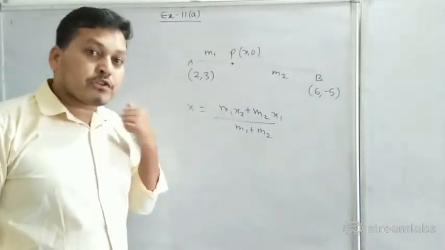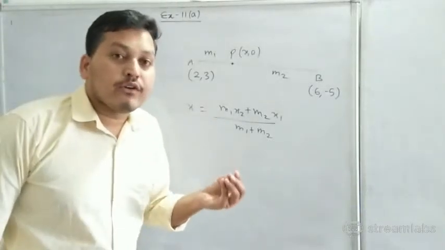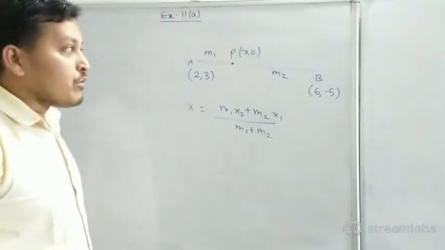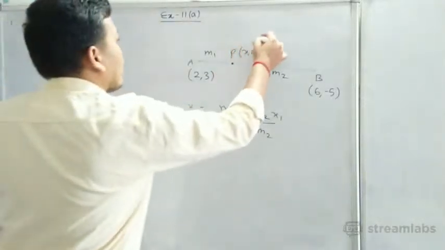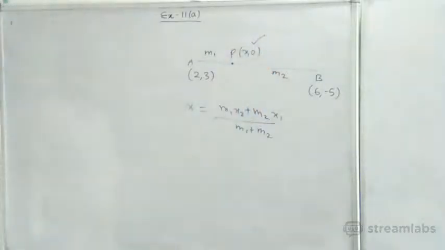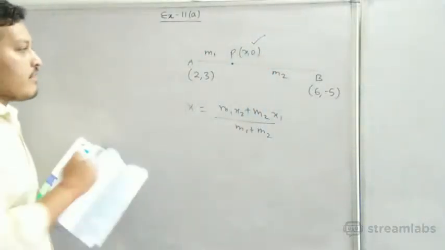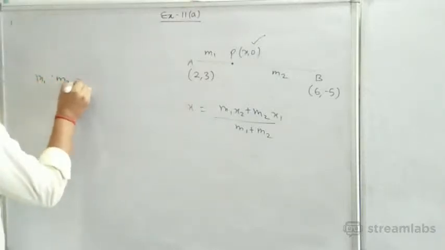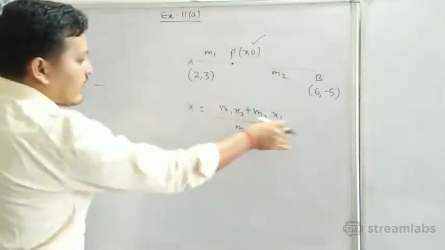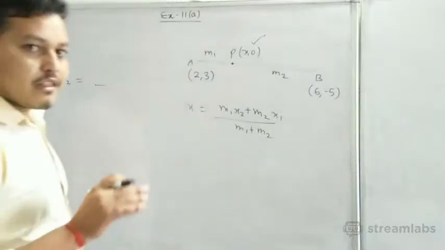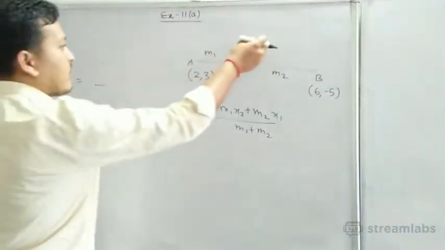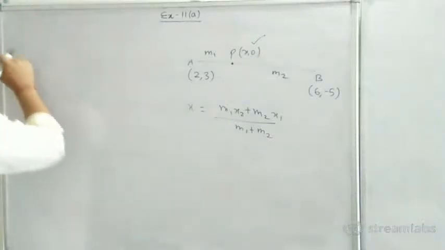Now how can you calculate? First of all, we need to calculate the value of M1 and M2. How can you calculate M1 and M2? By using the value of y. This is a repeated one, I have already told you. When you calculate the value of M1 ratio M2, then you can calculate the value of x. That is our question. So let us see this.